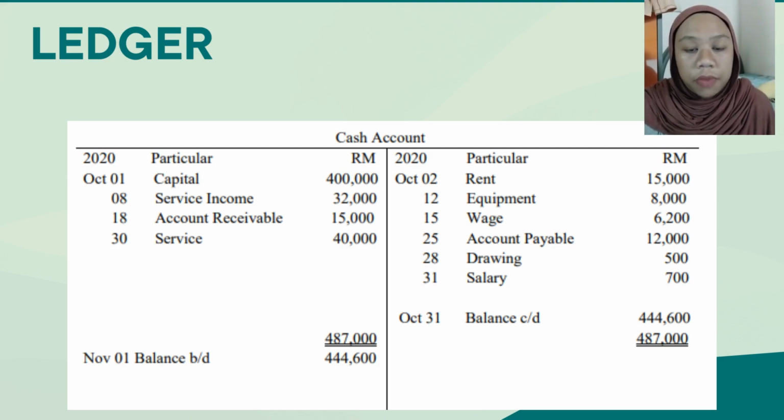October 25, account payable 12,000. October 28 drawing 50,500, and October 31 salary 700. October 31 balance CD is 444,600. November 1 balance BD is 444,600.